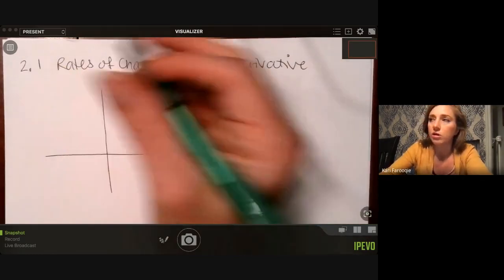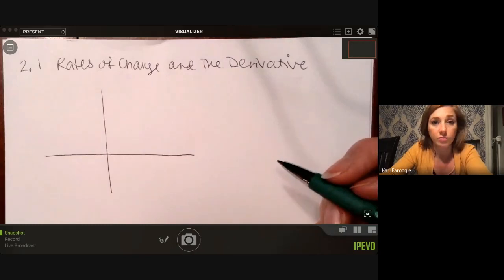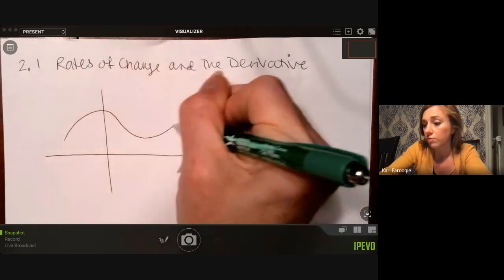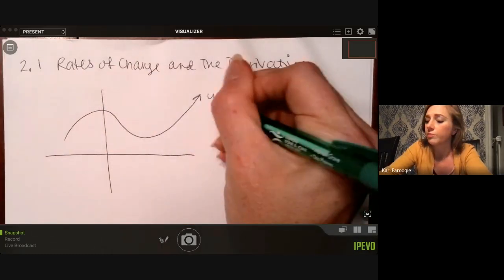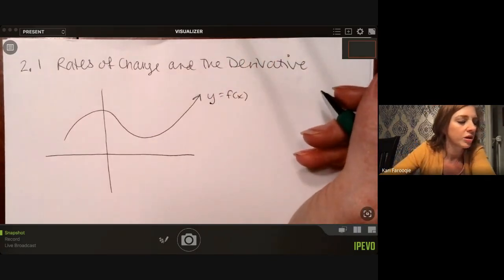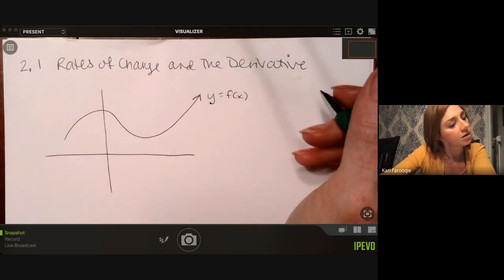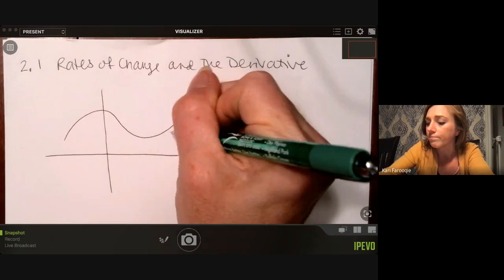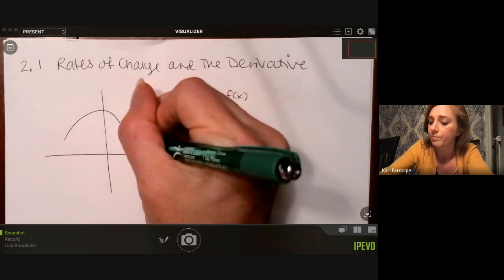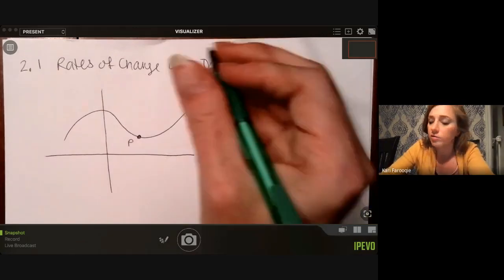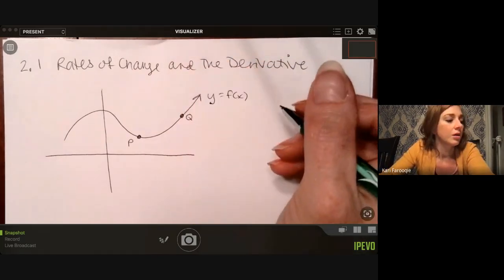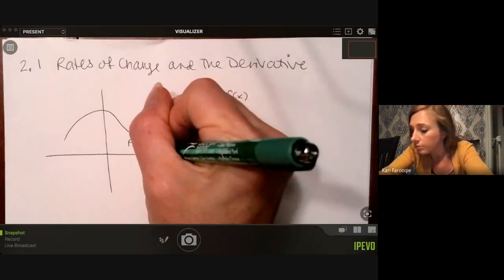Let's look at a function, and we're going to be looking at a curved function because that's the whole point of doing this in calculus. Otherwise, we would just be doing linear functions in algebra. Maybe something like this. We have some function y equals f of x. Now, let me pick a good point on this function. We don't want anything too crazy. Maybe something right here, and we'll call this point P. And we'll call this point over here, maybe somewhere like that, Q.